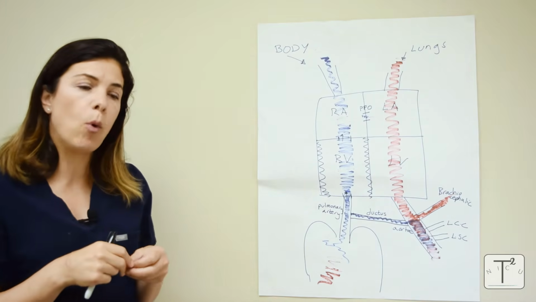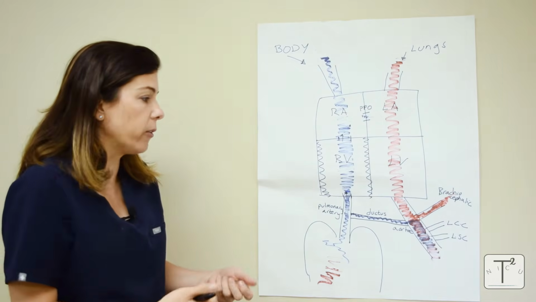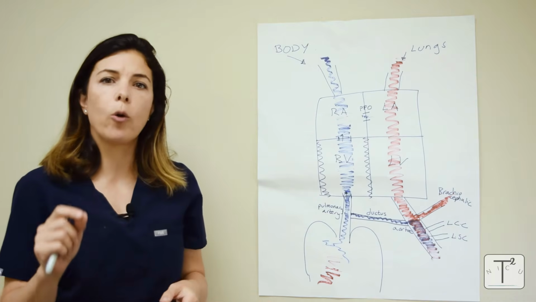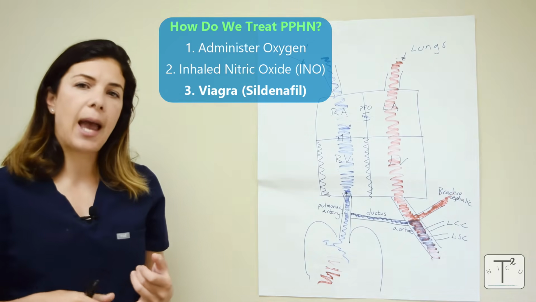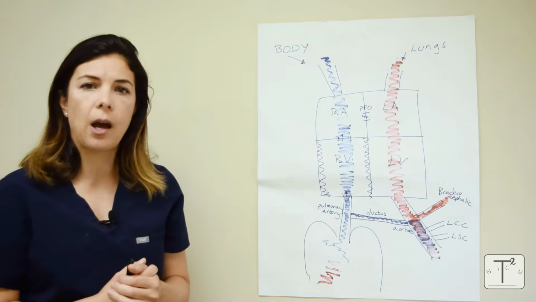It will directly work on different channels that will directly relax those smooth muscles and help decrease the pulmonary pressures in the lungs. Viagra or sildenafil is a tablet form or an IV form that works in a very similar way to INO.